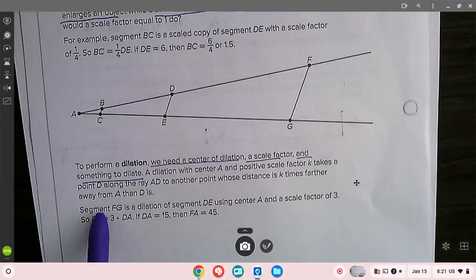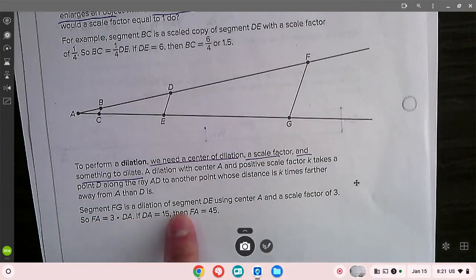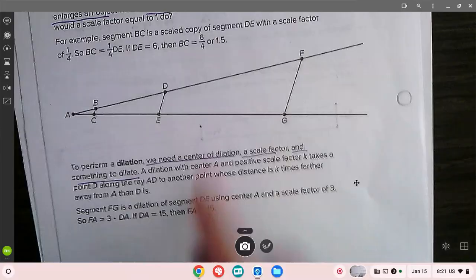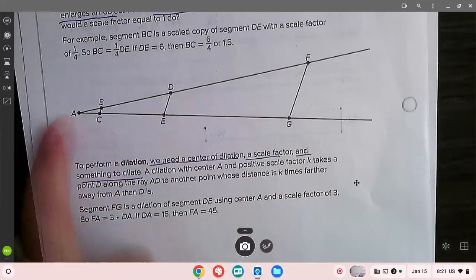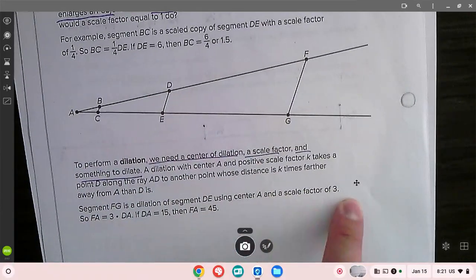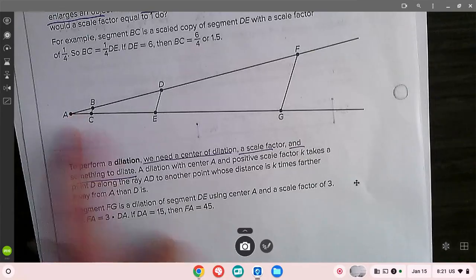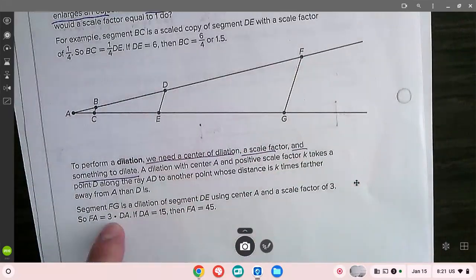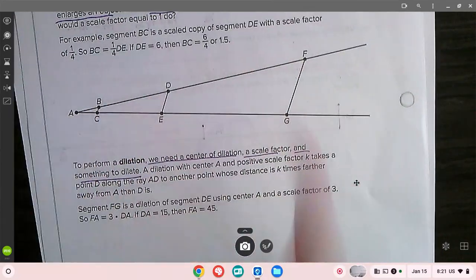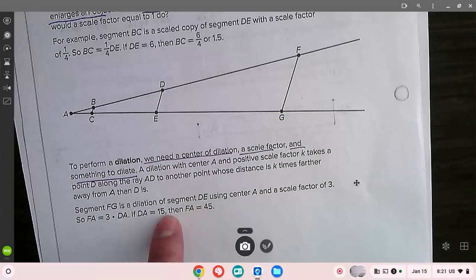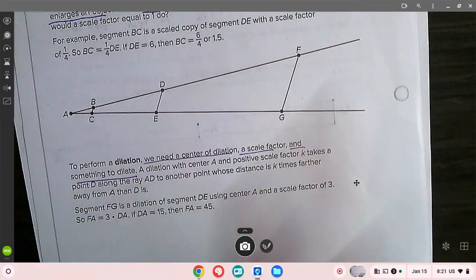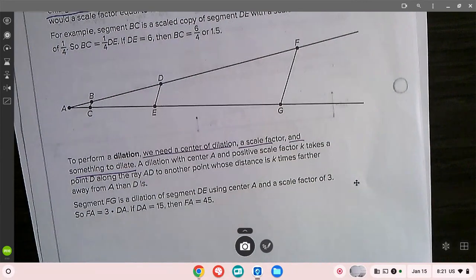Okay, so another example, segment FG is a dilation of DE using A as a center again, but this time it's a scale factor of 3. So FA, right here, F to A is 3 times D to A. So if DA was equal to 15, then AF would have to be 3 times 15, which is 45. So we're multiplying the distances times our scale factor.